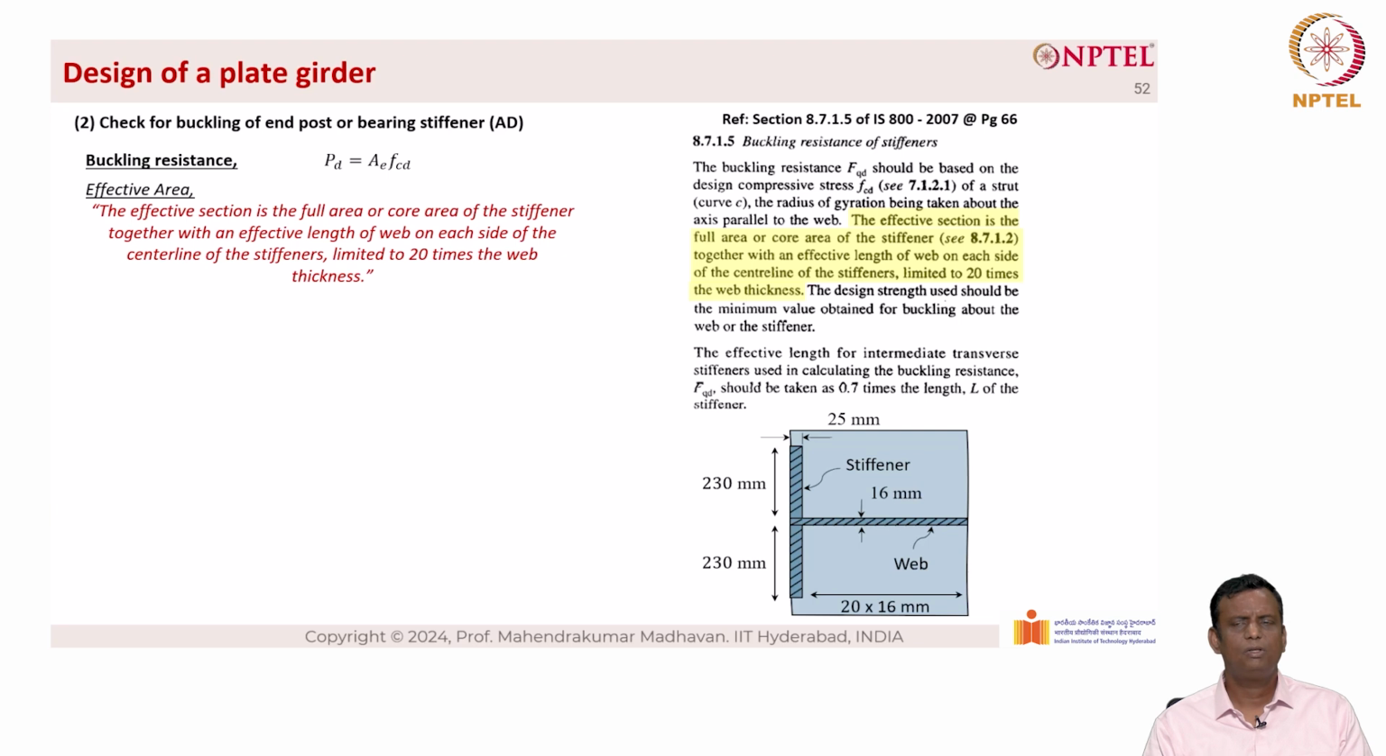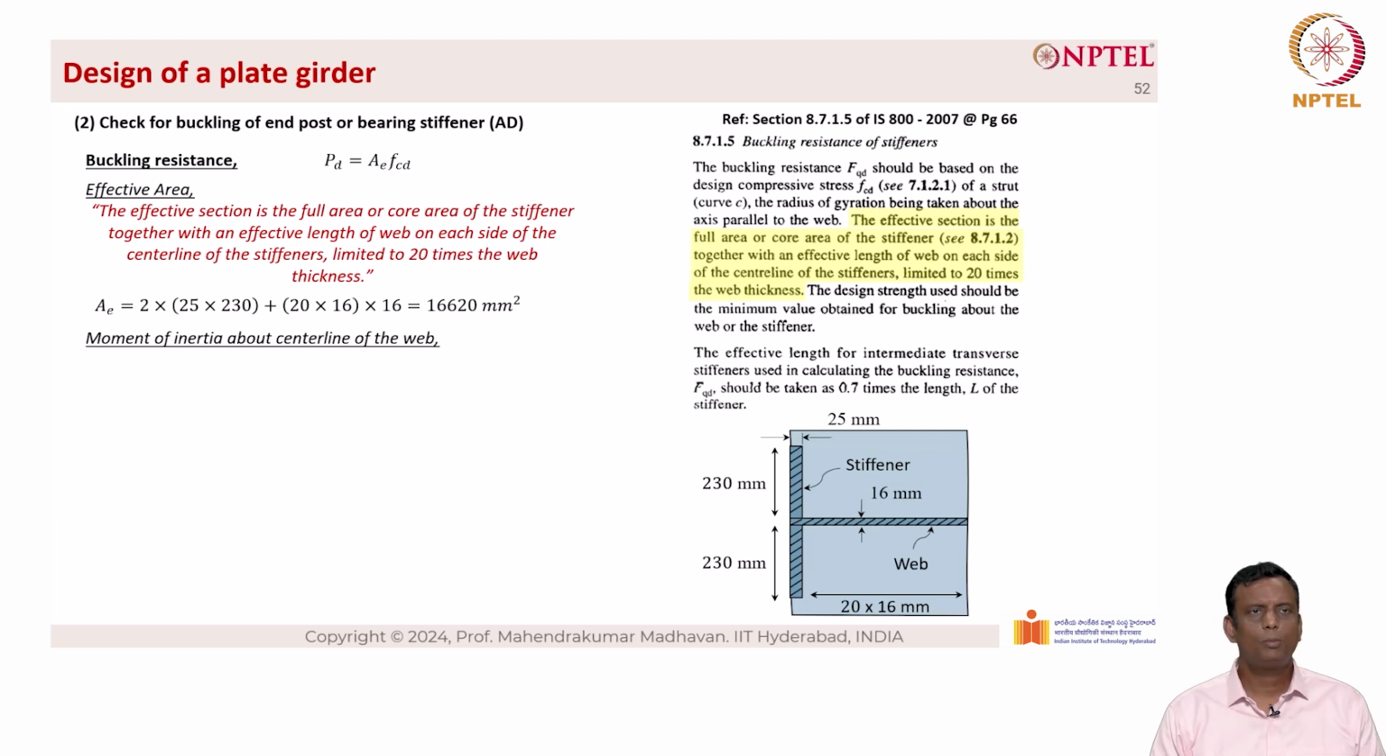And here we do not have the web on either sides, we have only on the rightmost side. So we take 20 into 16 as the length of the web that needs to be taken into calculation. So the effective area is 2 into 25 into 230, which is the stiffener on either sides of the web, plus 20 into 16, which is the length of the web that needs to be taken into consideration, into 16 gives you the area. So the total area is 16620 millimeter square.